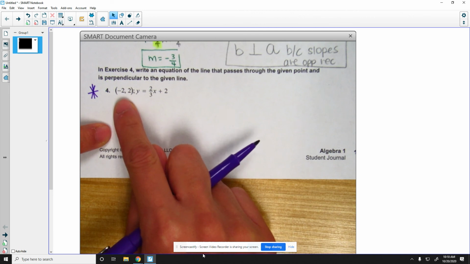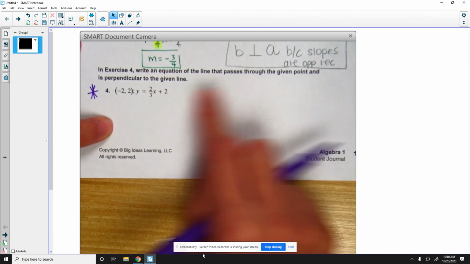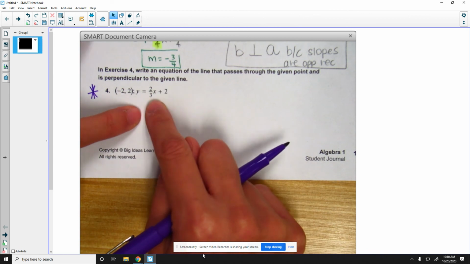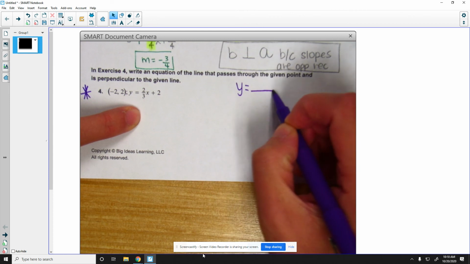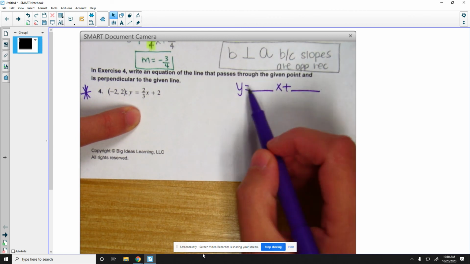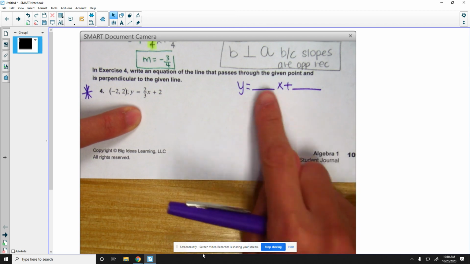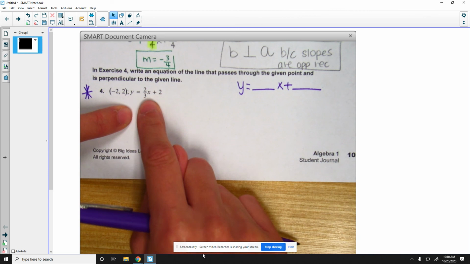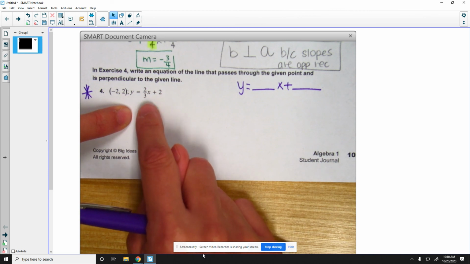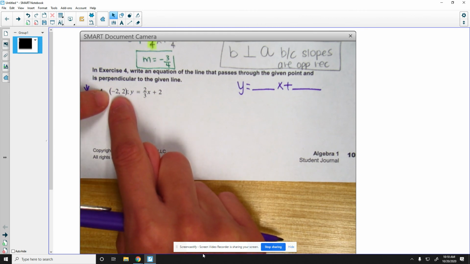What are they asking me to do? Write an equation of a line that passes through the given point and is perpendicular to this line. So they're telling me, write the equation of a line. My final answer is going to look like this. I just have to fill in the 2 numbers. It has to be perpendicular to this line. So perpendicular, you know that something has to happen with the slope. But it also has to pass through these points.